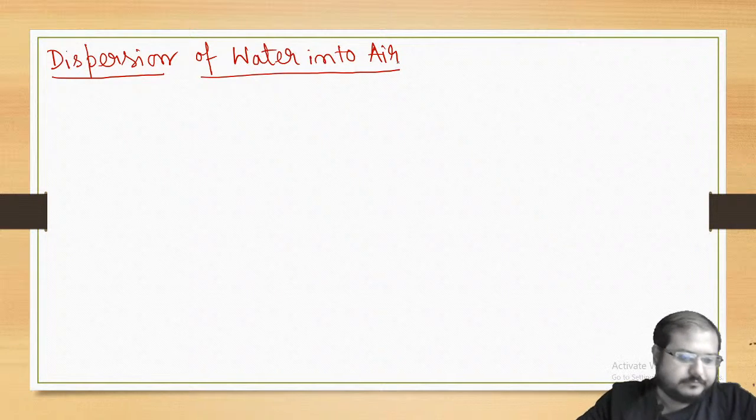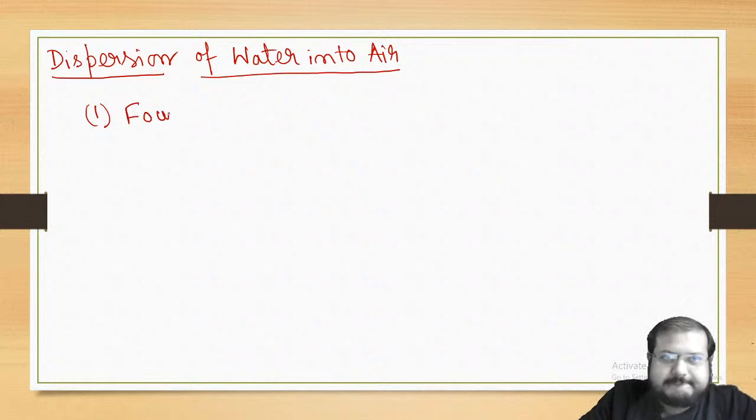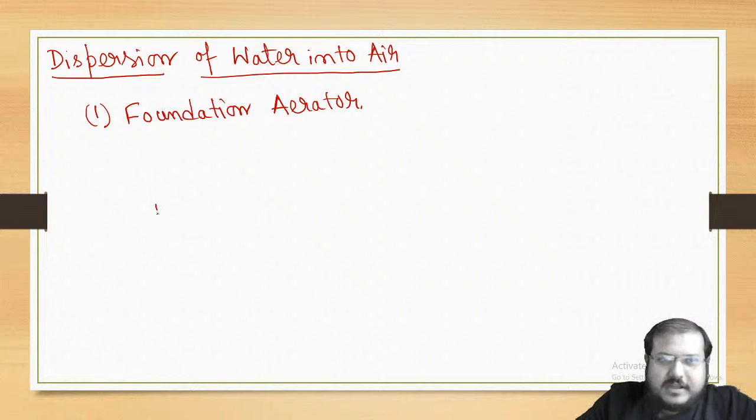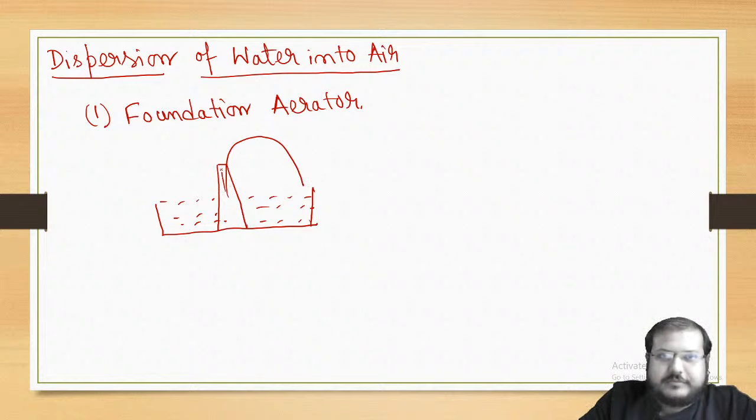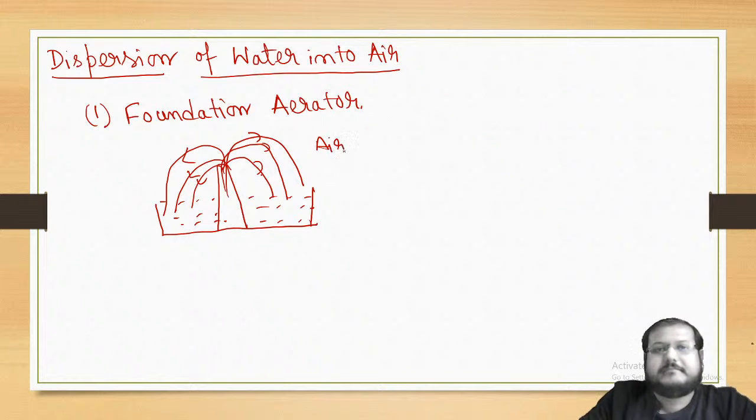Three methods. One is the fountain aerator. What will happen in a fountain aerator? Suppose this is the system where a fountain will be installed. Water is there. We will take the water and sprinkle it down from here. During the sprinkle down, jets will be created. So during the sprinkle down, the water is exposed to the air, and it is called a fountain aerator.